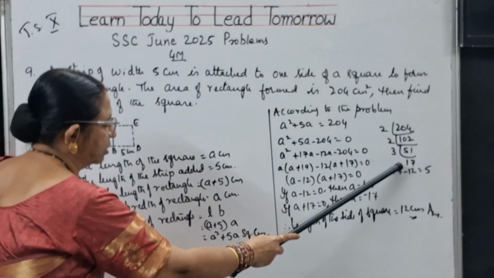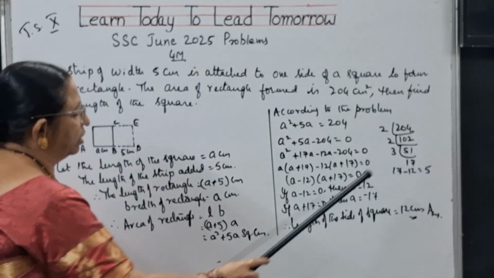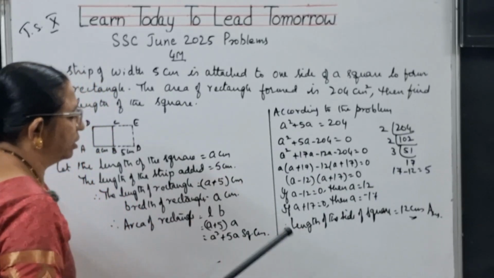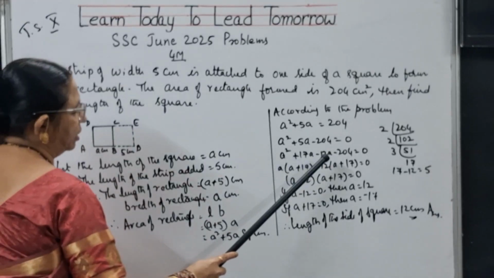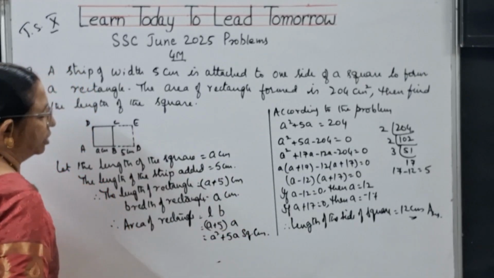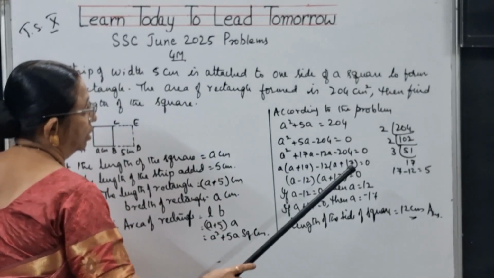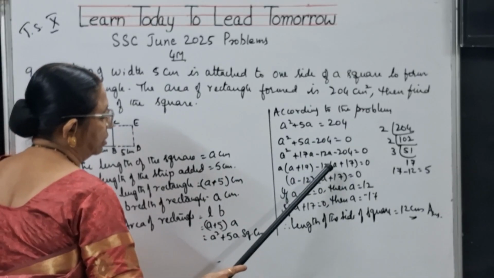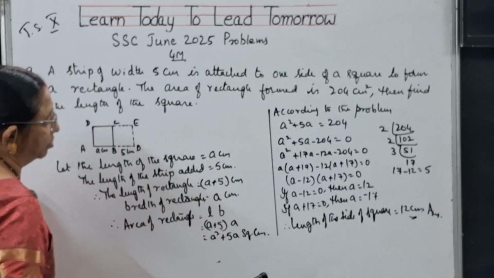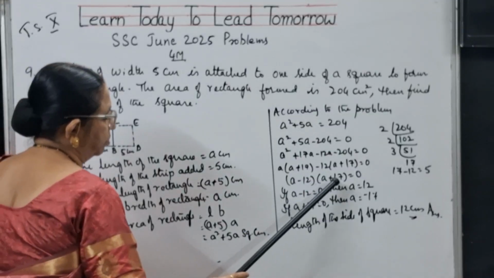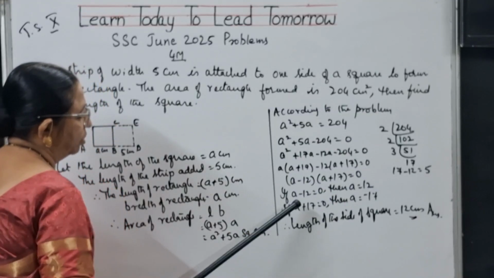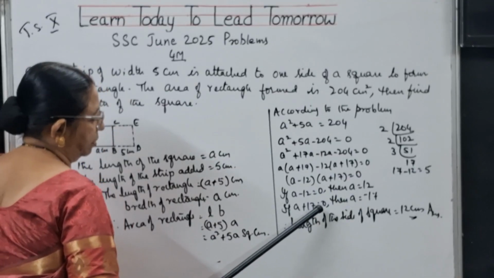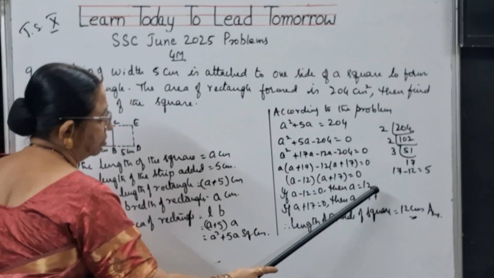I did the prime factorization of 204. So I got 17 into 12. 17 minus 12 is 5, which we want. So a square plus 17a minus 12a minus 204 is 0. That means a into (a plus 17) minus 12 into (a plus 17) is equal to 0. (a minus 12) into (a plus 17) is 0. That means a minus 12 is 0, so a is equal to 12. If a plus 17 is 0, a is equal to minus 17.